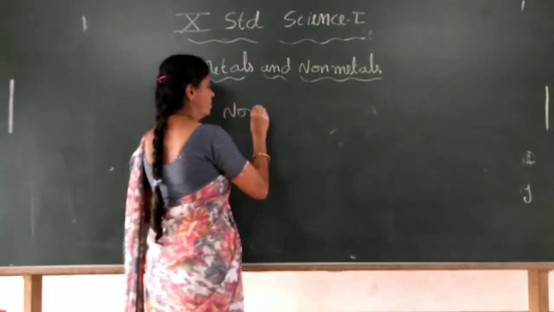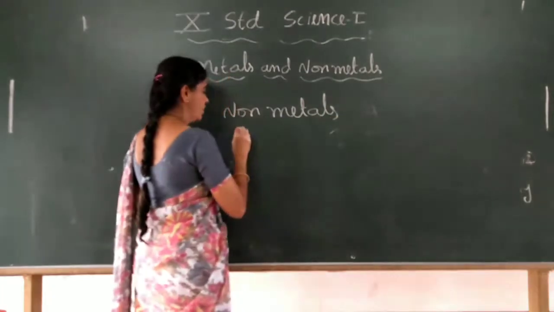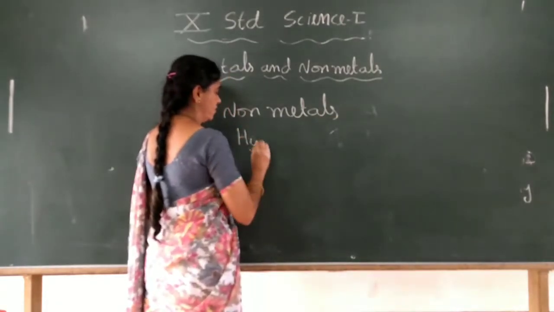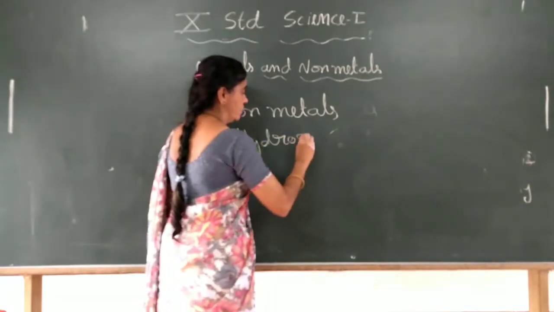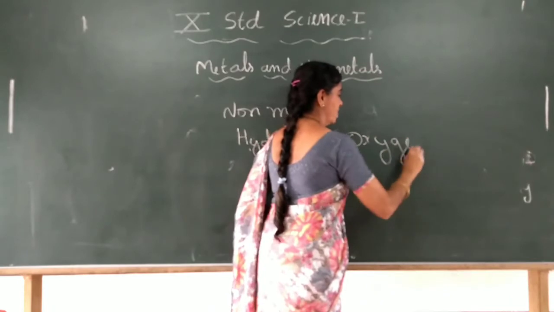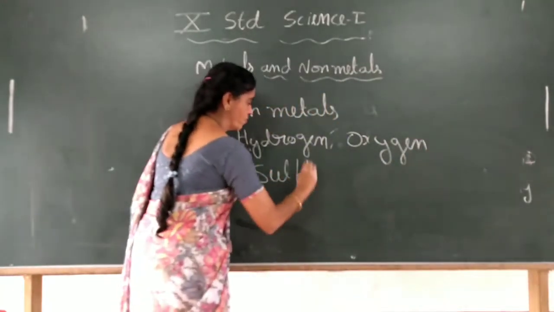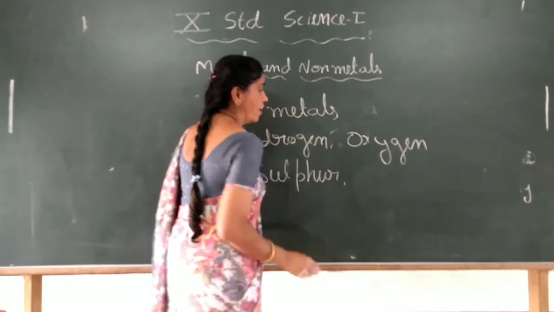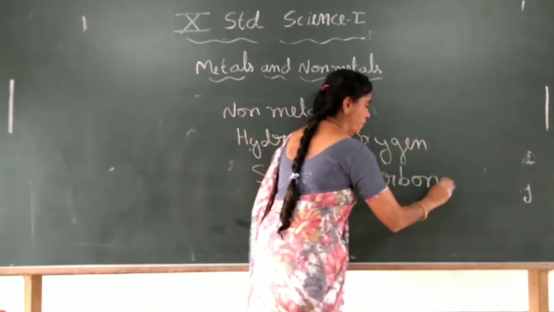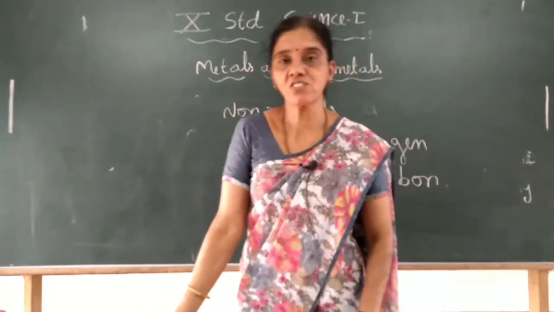Non-metals: hydrogen, oxygen, sulfur, iodine, and carbon, which is very important. Many are there, but compared to metals, the number of non-metals is very small.